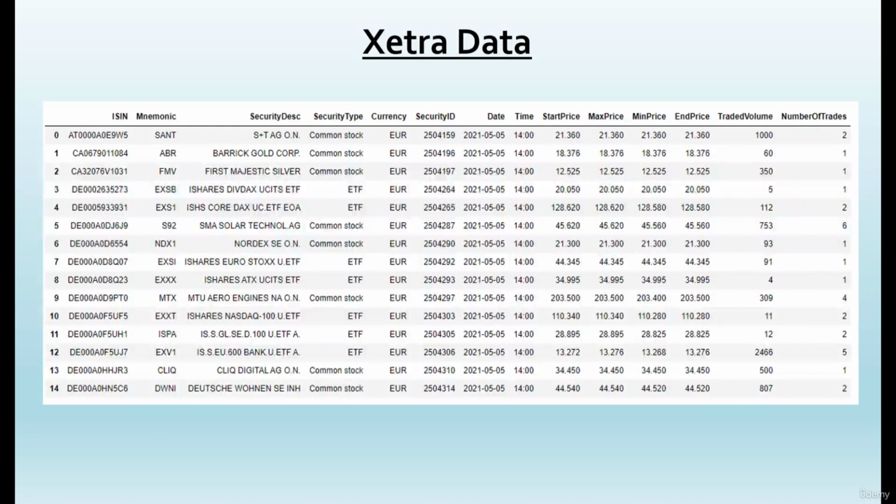Let's see a sample of the dataset to get a first impression. The first column lists the ISIN, the International Securities Identification Number. Each entry of an ISIN shows basic information such as the security type and security ID, and on a per minute basis, the start, max, min, and end price, the traded volumes, and the number of trades.